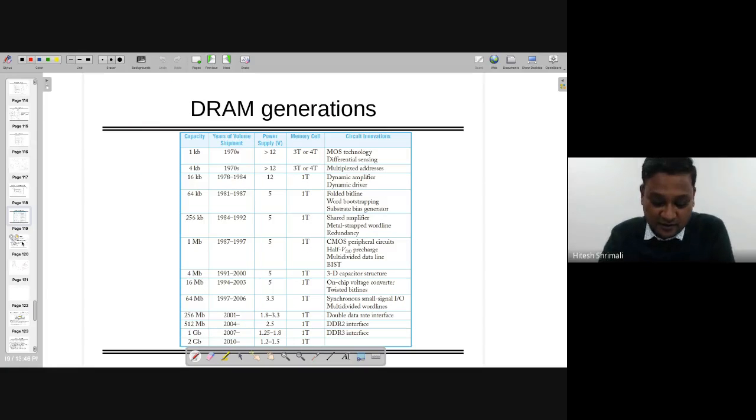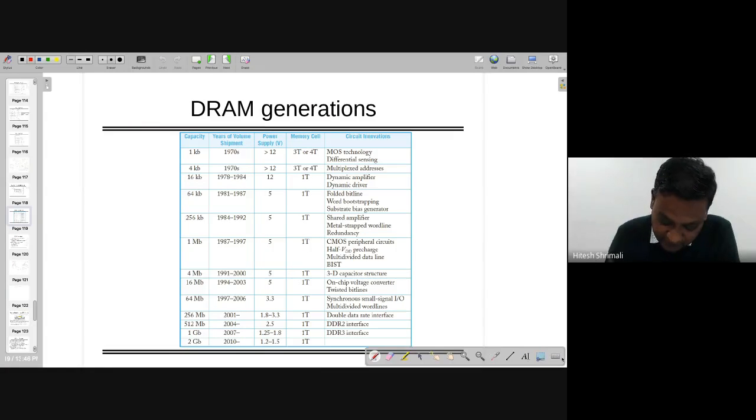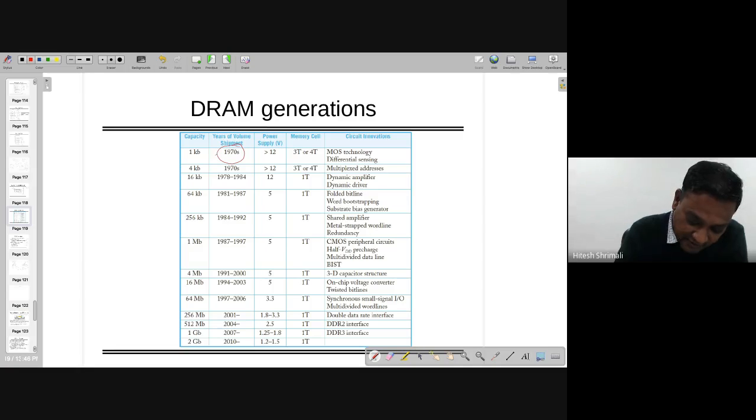So let's conclude the chapter with the different DRAM generations. Different innovations happened at different times. You can see that from 1970 to 2010 different memories came, and even double data rate interface memories like DDR also came into the picture after 2001, right? So this topic does not stop here. It's just the starting of what memory is. These are just an introduction of how memory works, right?